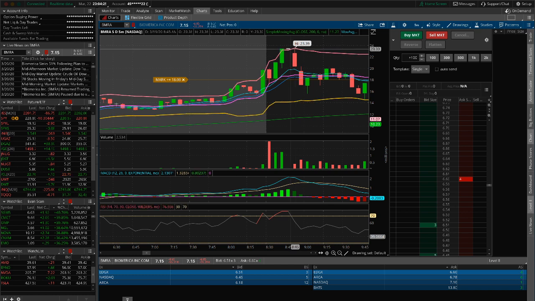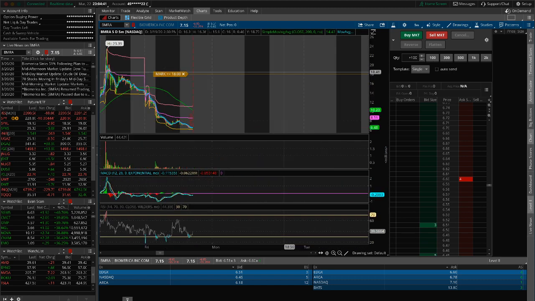In this case, it went down, halted, right? I'm pretty sure there's another halt here. I can sort of tell that there's another halt here. Halted down, and it opened way down, and it continued to sell off, right? That's how it works on specific equities.